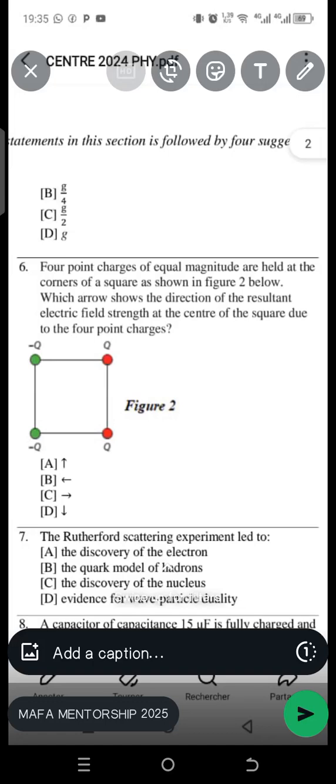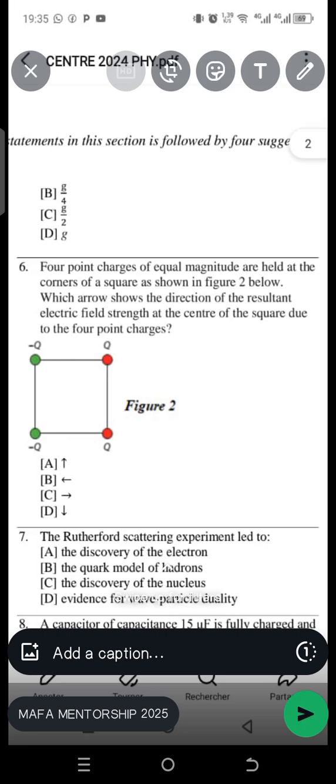Okay, so looking at question 6, we have 4-point charges of equal magnitude held at the corners of a square shown in this figure. Which arrow shows the direction of the resultant electric field strength at the center of the square due to the 4-point charges? So we are interested in the direction of the resultant electric field strength. We are not really interested in the magnitude. We just need the direction.